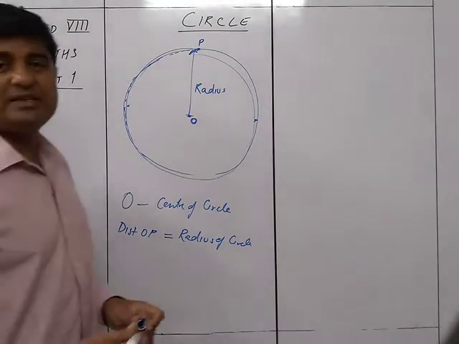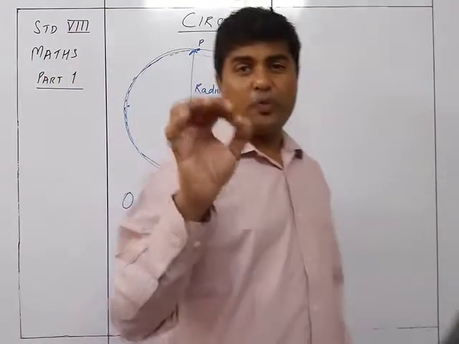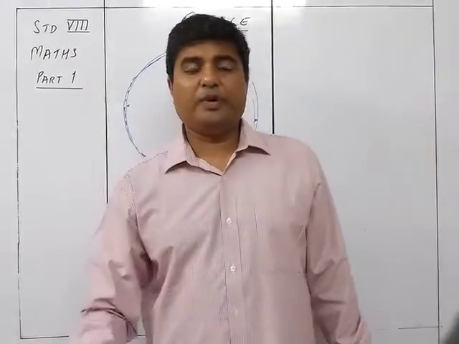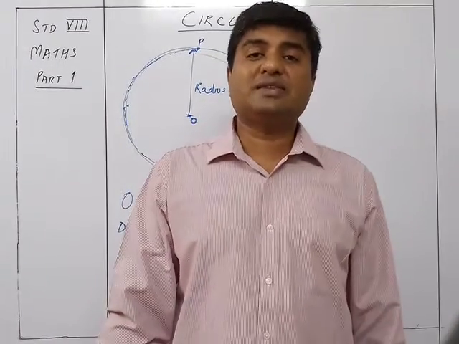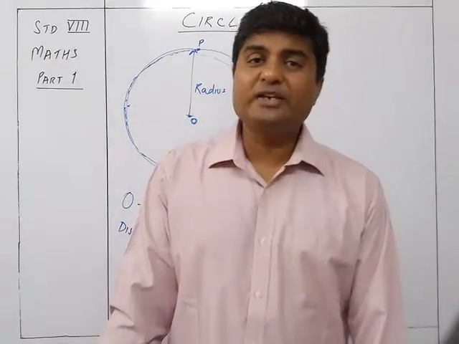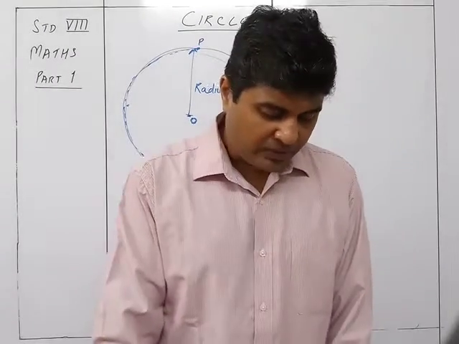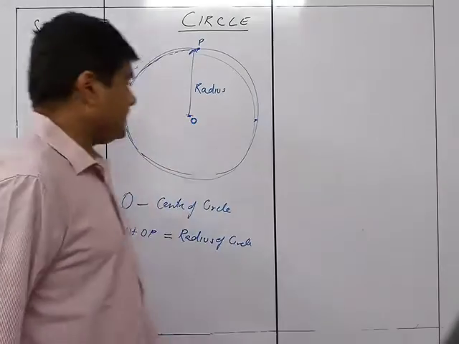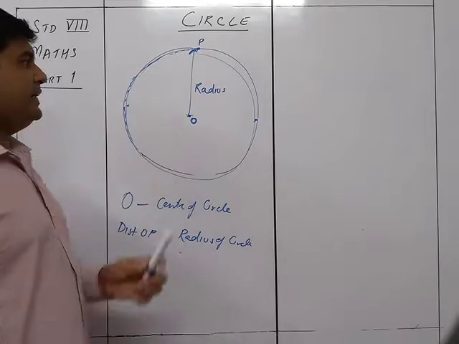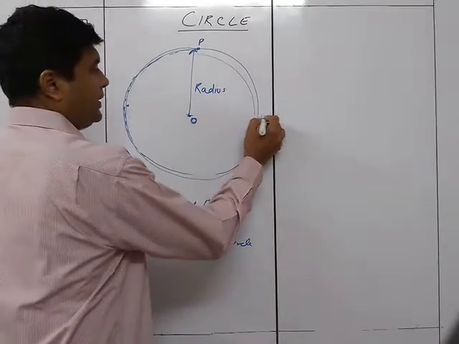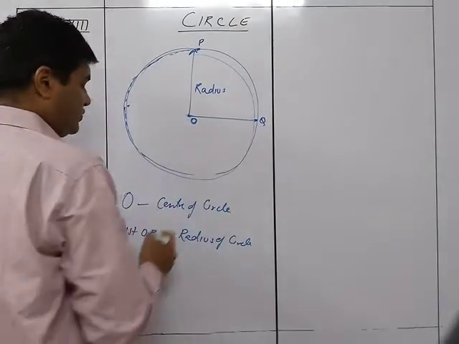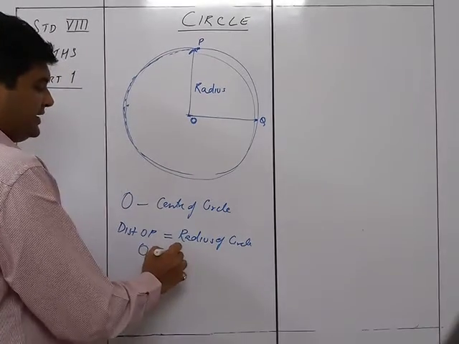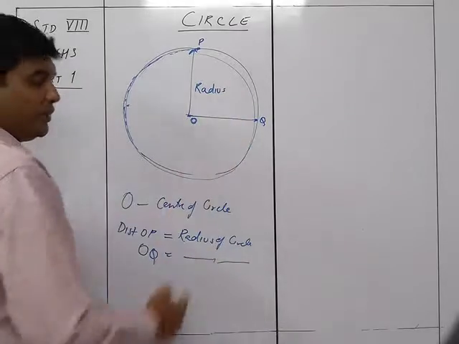So the fixed distance between the fixed point and that moving point P is called the radius, which is always positive. It can never be negative. So we can see over here that OP is the radius. Even if I take a point Q over here, then OQ is also the radius. So OP is the radius, OQ is the radius. All these are radii of the circle.